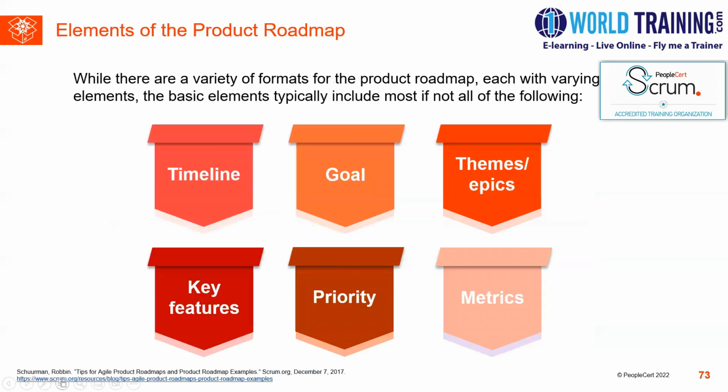So this elements of product roadmap is an important slide, I can say. We should be at least remembering these elements. There can be a direct question asked on that. So the elements of the product roadmap are the following, and there are a variety of formats for capturing the product roadmap. Each of these elements are the basic elements, and they typically should include the following parts.